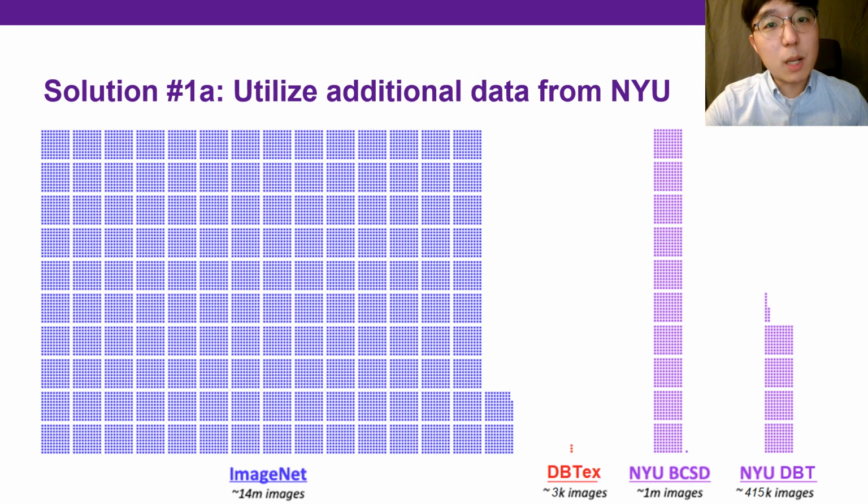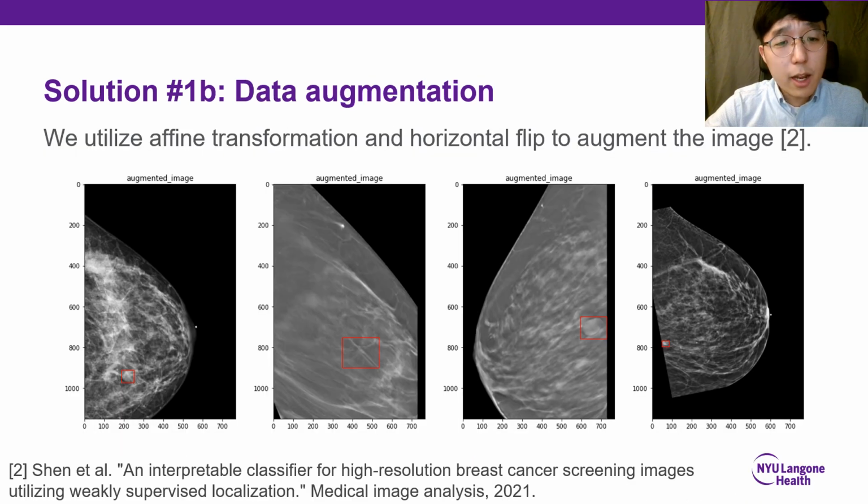We addressed this problem of small dataset partially by utilizing our own private data. We used around 1 million 2D mammograms and 400,000 DBT volumes from NYU Langone Health in training our models in addition to the competition dataset. Even after adding our own datasets, however, we still do not have that many positive images.